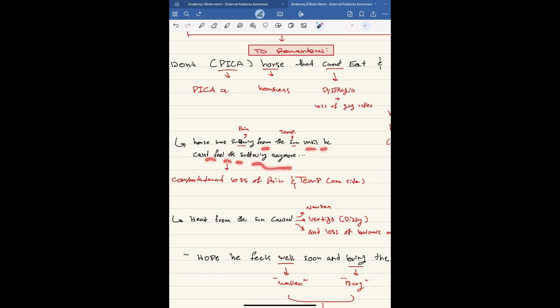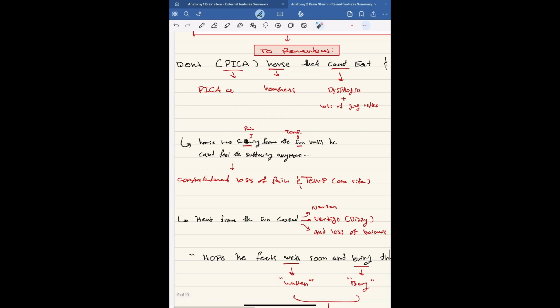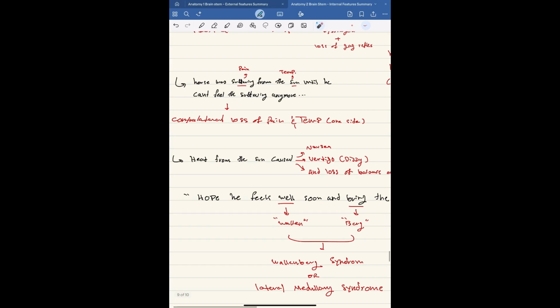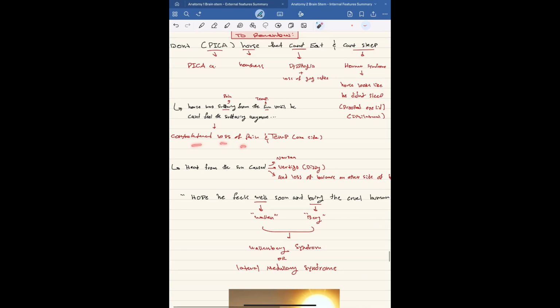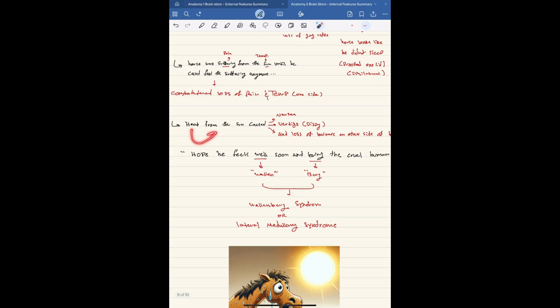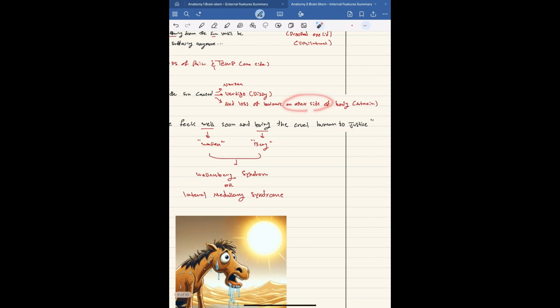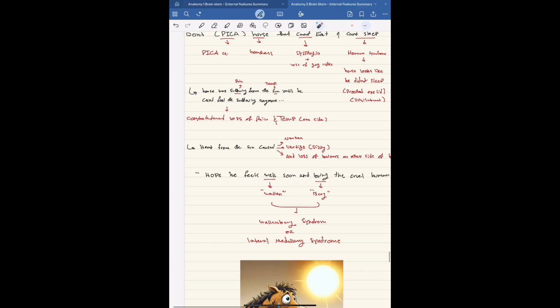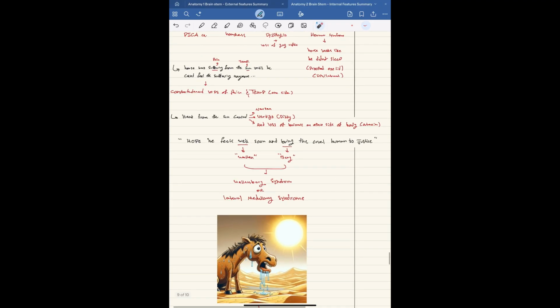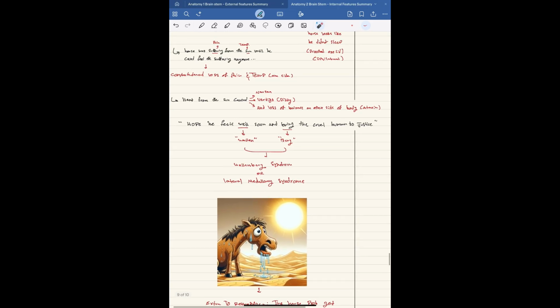Okay, now further to continue the story, the horse was suffering from the sun until he can't feel the suffering anymore. So the horse lost pain sensation, lost temperature sensation because of the sun. So contralateral loss of pain and temperature. Now the heat from the sun caused the horse to feel nausea, dizzy, vertigo, and loss of balance. And on one side, that's important, ataxia on one side. Okay, so it's one-sided ataxia and contralateral loss of pain.